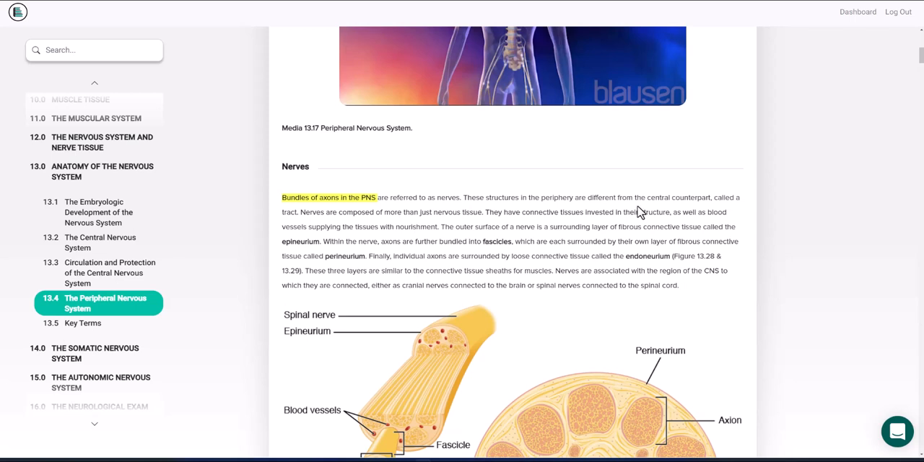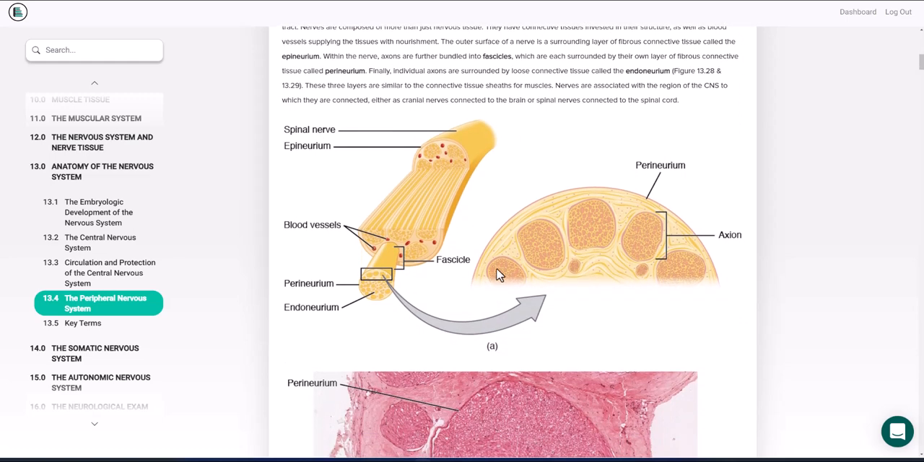Remember back in muscle, you looked at the three layers of connective tissue that help to make up muscle, and there was the epimysium, the perimysium, and the endomysium. If you learned that and you understood that, this is going to look essentially the same, except now we're looking at connective tissue layers that are called the epineurium, the perineurium, and the endoneurium, and it's the same exact idea. Let's take a look at this picture for a moment.